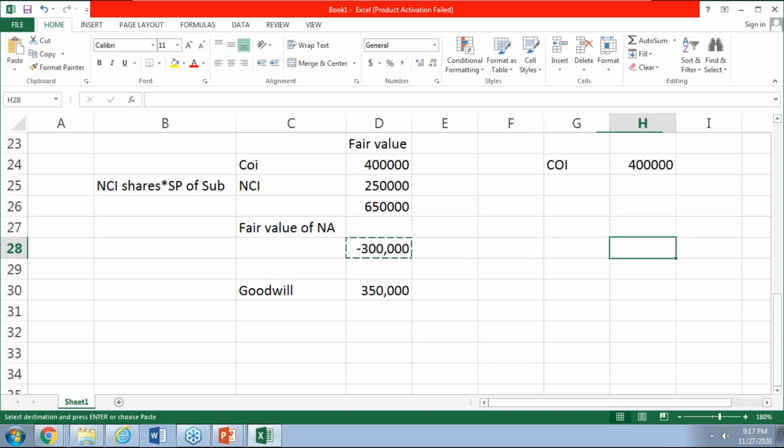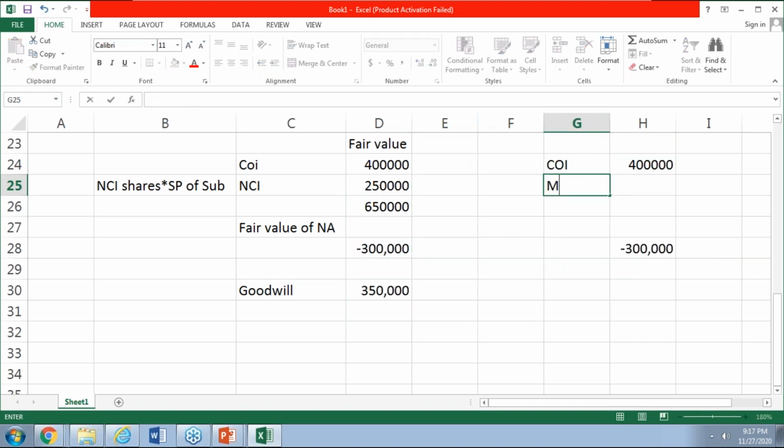Now we are following the proportionate approach for the NCI. So the cost of investment will be the same, the fair value of net assets will be the same, but NCI will be calculated at the proportionate share of the fair value of net assets. How can we calculate this?